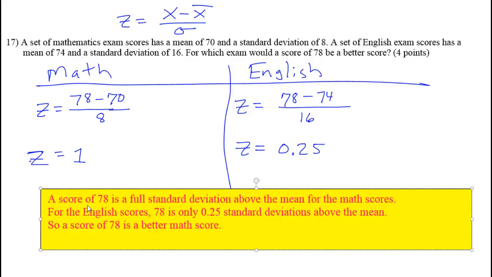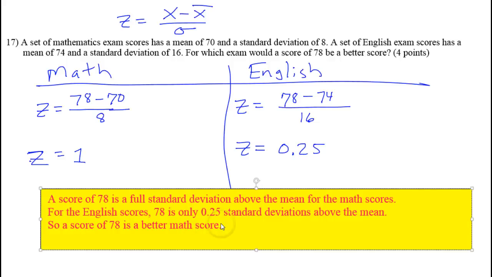A score of 78 is a full standard deviation above the mean for the math scores. Alright, that's what a z-score of 1 means. It means that that particular value is one standard deviation above average, above the mean. For the English scores, 78 is only 0.25 standard deviations above the mean. It's only a quarter of a standard deviation above the mean. So a score of 78 is a better math score. Alright, that's the answer. That's a full answer.